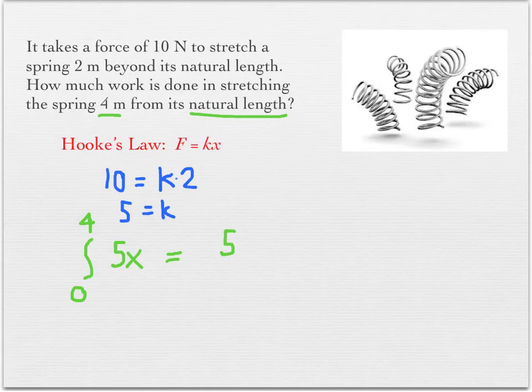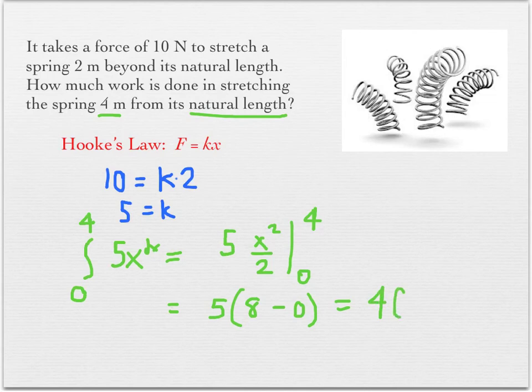The integral of x dx, by the way, I forgot my dx in here, didn't I? The integral of x, of course, is x squared over 2, and I want to evaluate this between 0 and 4. And sure enough, if we do that, this is going to be 5, and then if I put 4 in here, 4 squared is 16, 16 divided by 2 is 8. If I put 0 in there, of course, I get 0. So I end up with a work of 40. The units are kind of strange, newton meters, I think, is how that works.